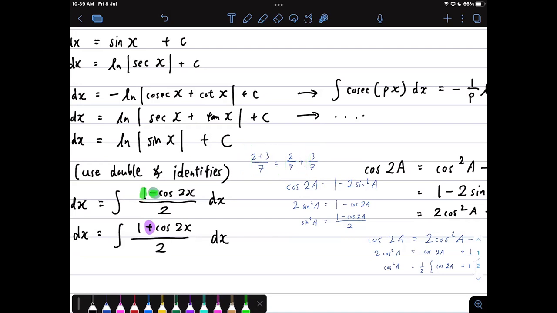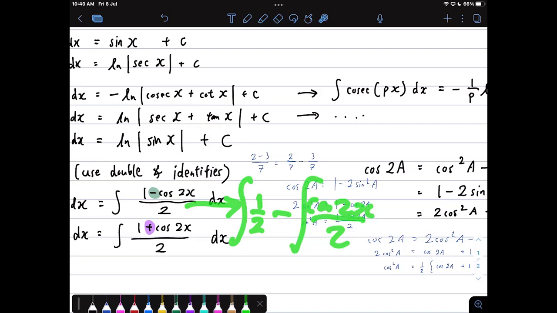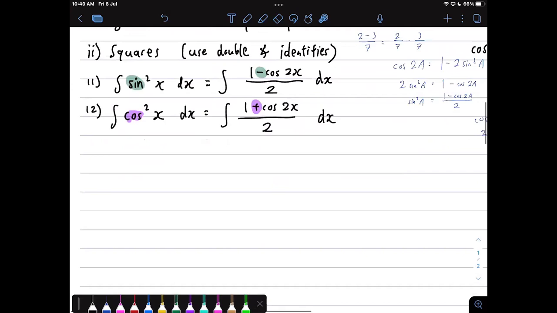So now we've got 1 minus cosine, it's the same thing. You can split it up as 1 over 2 minus cos 2x over 2. Then integrate term by term. I'm sure you know how to integrate them. Yes? Okay, then I don't need to go through it. Just take note that there's a 2x here, so you need to divide by 2 again. Yeah, moving on. That is squares.